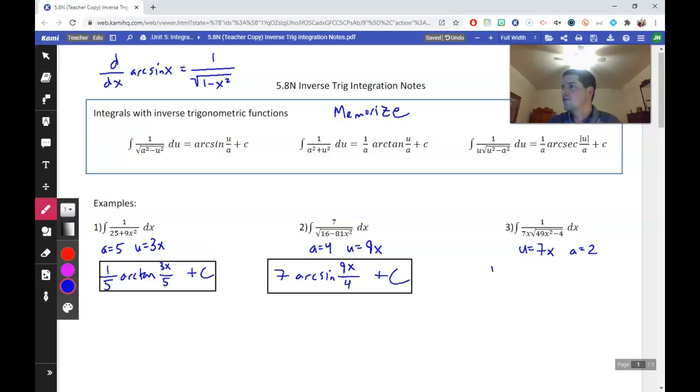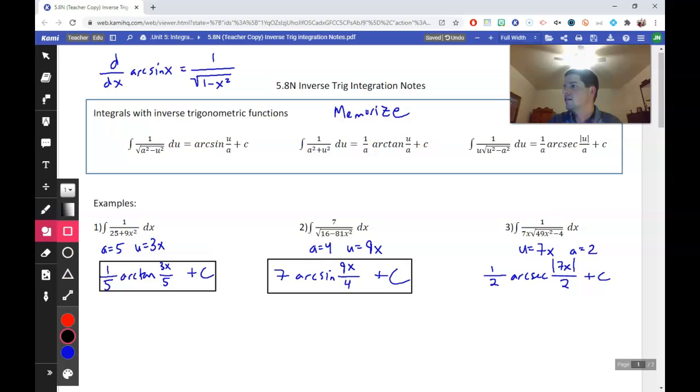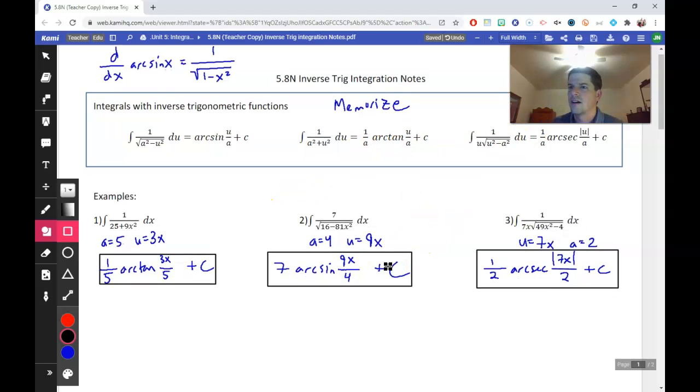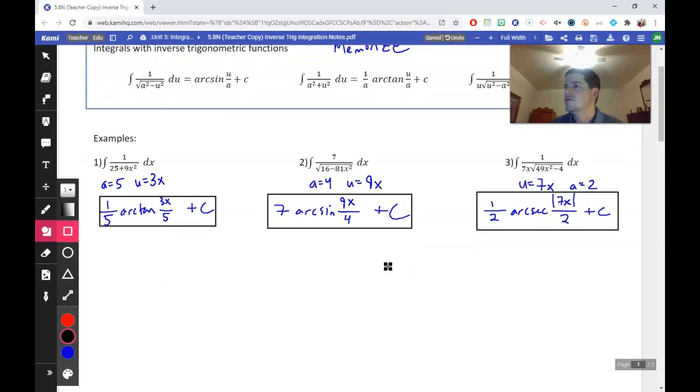So we have 1 over a. It's 1 over 2 times arc secant of, we need the absolute value bars, 7x up there, all divided by 2, plus c. And that is number 3 there. All right, we're going to move down into some others here. So let's move on down here.